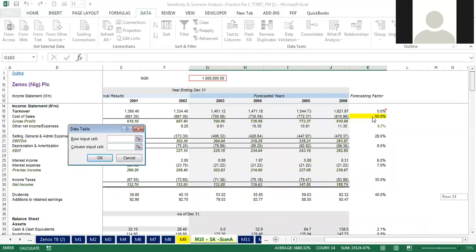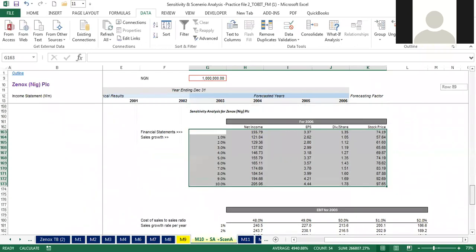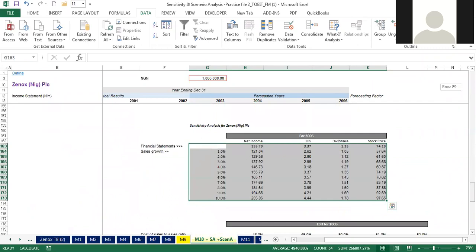This is the forecasting factor, isn't it? Please, let's reduce the background noise. So this is the forecasting factor, isn't it? Select this forecasting factor. That's all now. And click on OK. That's everything I've done. I've not done any other thing. So that's what we have.